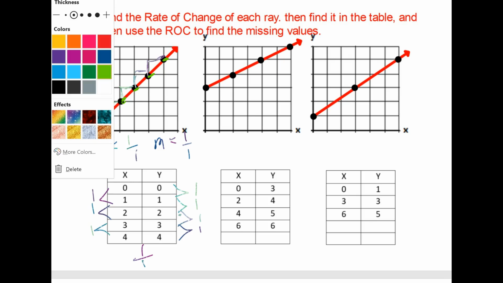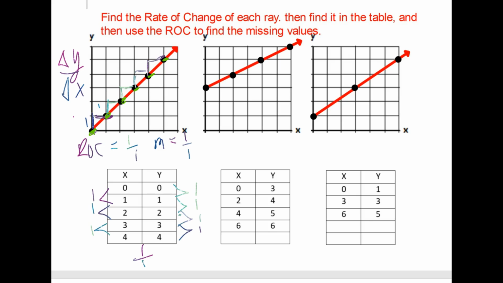Okay, back to the graph. So let's come over here and find the rate of change, or the slope. Don't forget, we're going from dot to dot. We're going from this dot to this dot. How do I do that? I go up 1, then over 2. Up 1, over 2. And so my rate of change is going to be change in y over the change in x. And my slope, which is M, is going to be change in y over the change in x.